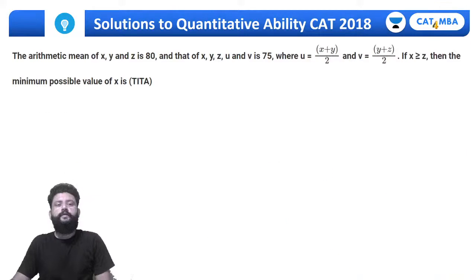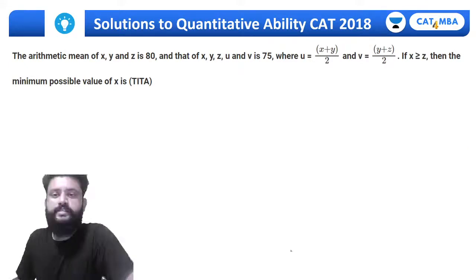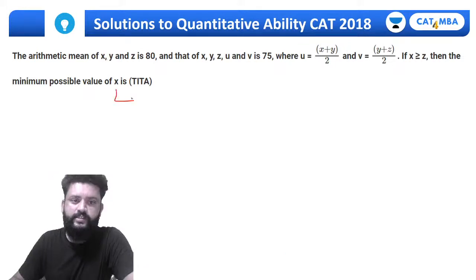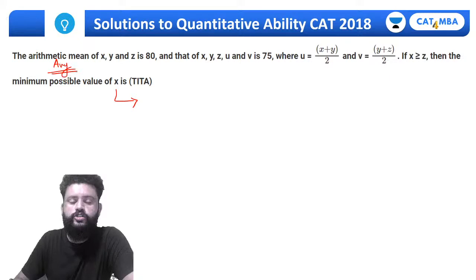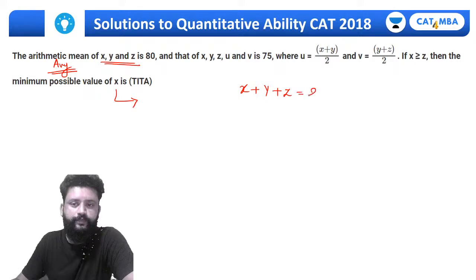The next one, this is the question on average, really interesting one. You will definitely get this question, it's a theta question and really easy one. Think, let's go. Arithmetic mean of x, y, z is 80, so x plus y plus z has to be 80 into 3, 240. Then the next thing is a bit tricky, you can say.